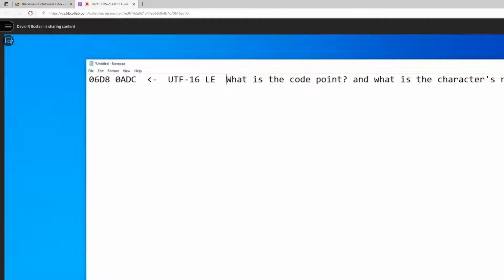First thing I would do, just to make life easier, is rewrite this as UTF-16 Big Endian. Yes, you would. That's exactly the right answer. I hope everybody heard what he said. And Scott, while I have you, what would be the Big Endian form of this? D806 DC0A. That's exactly right. Okay.